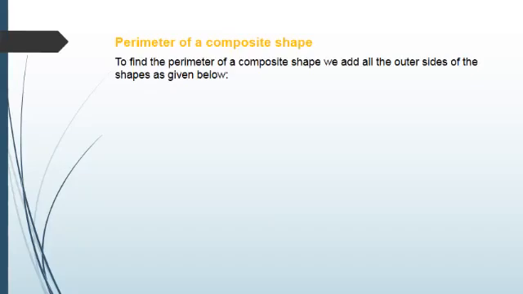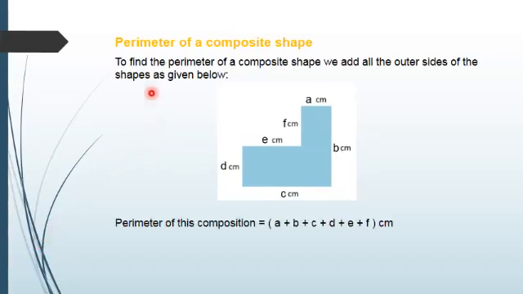Now coming to the perimeter of a composite shape. By the definition of perimeter, we know that it is the outside boundary of a shape. So to find the perimeter of a composite shape, we add all the outer sides of this shape. For example, this is a composite shape with the sides A, B, C, D, E and F centimeter, its perimeter will be equal to A plus B plus C plus D plus E plus F centimeter.